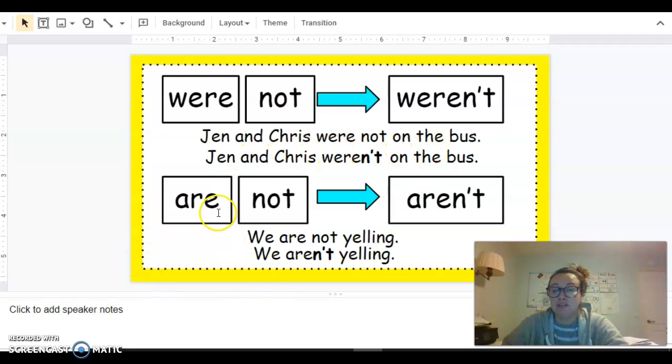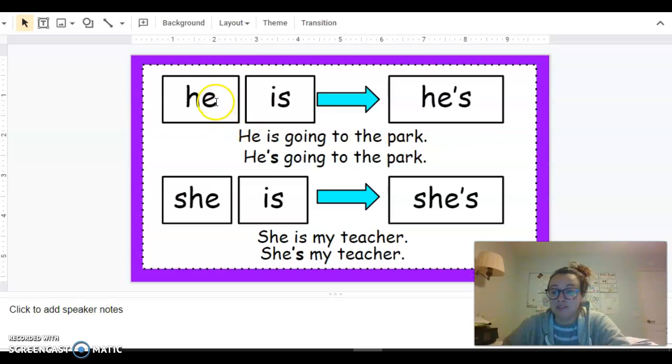The next example is are not. So again, we're taking out the O and it becomes aren't. We are not yelling. We aren't yelling. Now we're not always taking out the O. Let's take a look at this example. He is. We're going to take out the I in is, and it becomes he's. He is going to the park. He's going to the park.